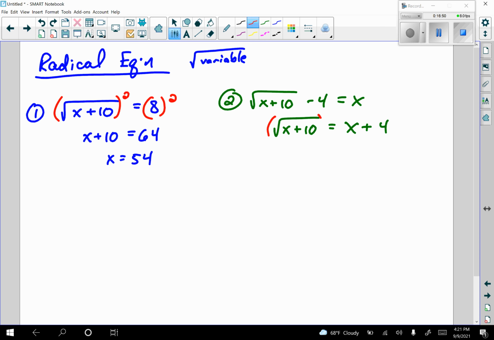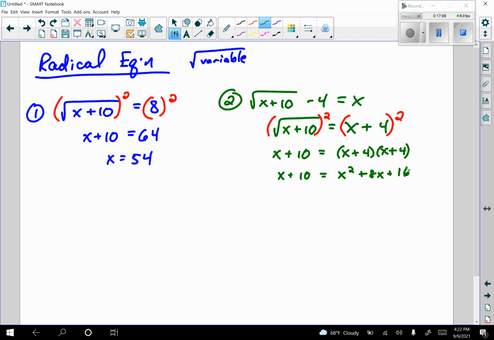But now when I go to square both sides, I now have a binomial over here, so we have to be careful when we square this. So I'm still going to get x plus 10, but remember this means x plus 4 times x plus 4. So we get x plus 10 equals x squared. I'm going to have 4x plus 4x, so we'll have 8x plus 16.